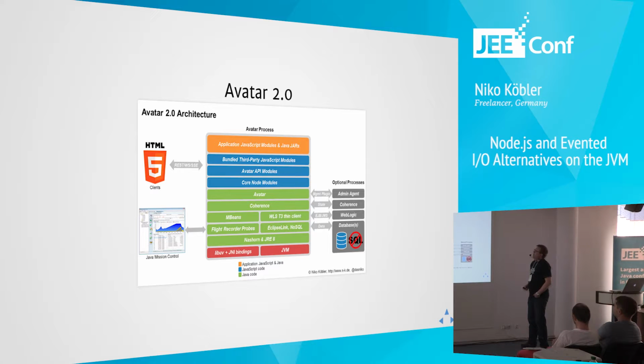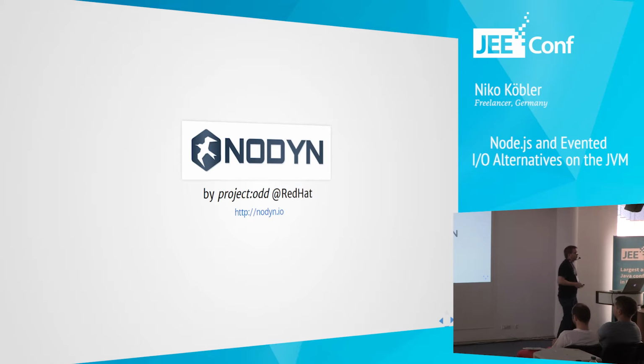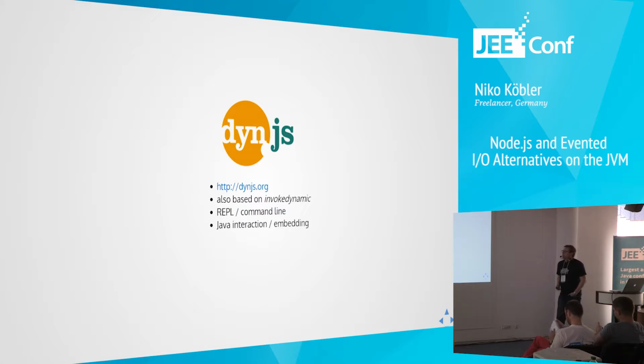So forget about it. Think about Nodyn. It's the RedHat competitor. It's also a Node.js API on the JVM. It's developed by Project Odd. Project Odd is mainly focusing on research and development with dynamic languages on the JVM. They're building nearly everything around JRuby. And they started, I think, the beginning of last year with the development of Nodyn. Nodyn is based on DynJS and not yet Nashorn.